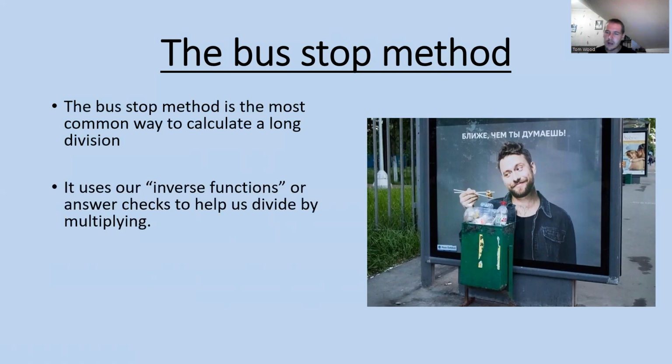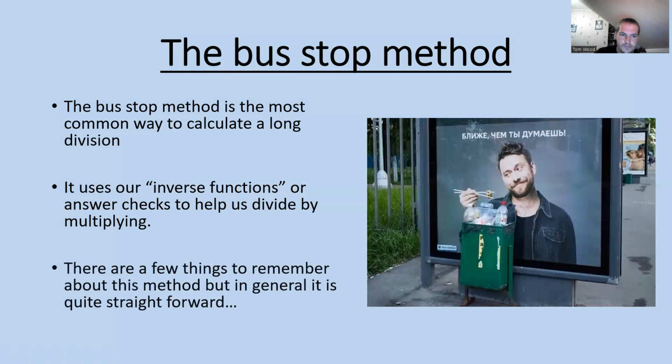Basically, how it works is it uses inverse functions. It uses our reverse calculations. So what we're essentially doing is flipping it over and using multiplication to work out division. There are a few little things to remember, but in general, it's quite straightforward. So if I give you an example, and then we can try a few ourselves.